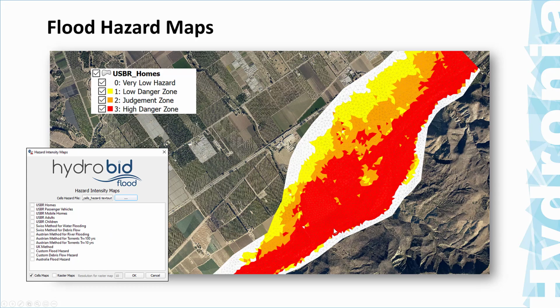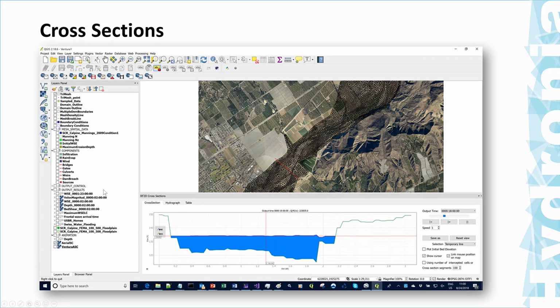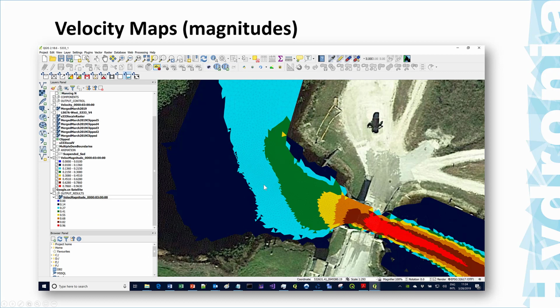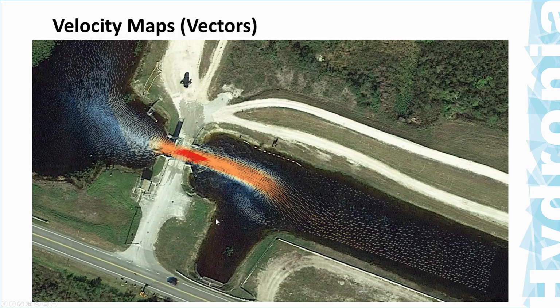You can create flood hazard maps using different criteria of different countries. You can create cross sections and animate the cross sections. So this cross section you extract from here, and you can see the velocity and the depth of flow along this line, or a profile as well. You can create velocity maps as magnitude. This is a hydraulic structure, and this indicates the velocities in module at different locations, and this is the scale indicated here of the velocities that you get there.